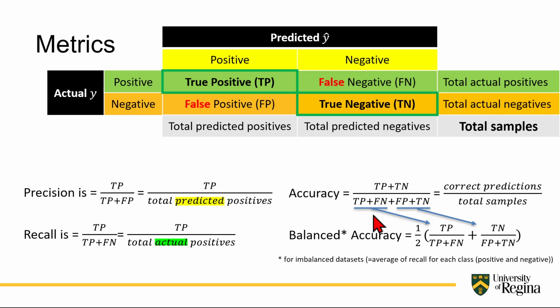Sometimes we do not have a balanced data set. For example, if we have 1,000 cases, with 900 cases of a positive sample and 100 samples of the negative one, accuracy may not be the best measure. You could use balanced accuracy. In balanced accuracy, we separate these two terms and take the average of them. This is the average recall of each class, positive and negative. So balanced accuracy is used when you have an imbalance in your data set.